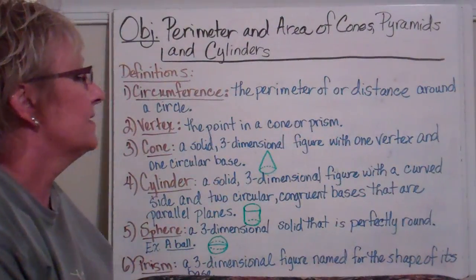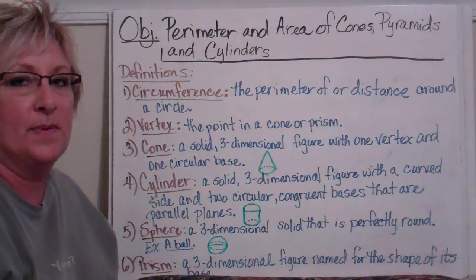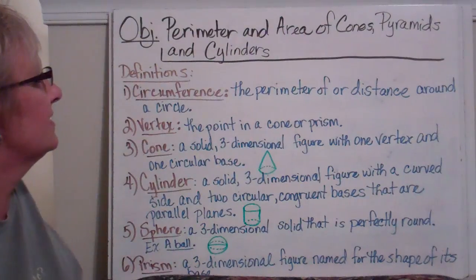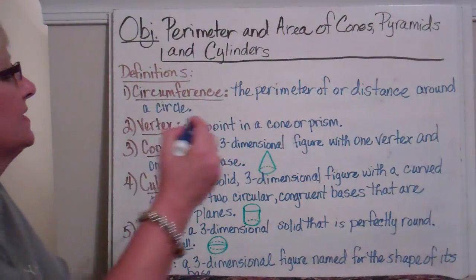Alright, we're going to look at some perimeter and area of cones, pyramids, spheres, and cylinders. And I should put spheres up here.